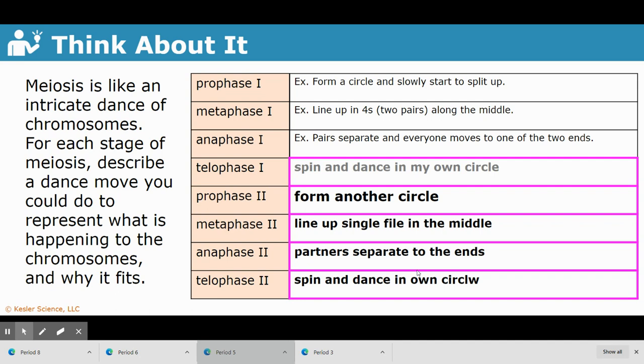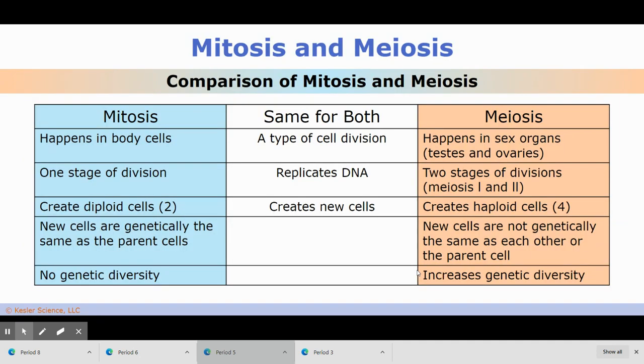Prophase 2, forming another circle. Metaphase 2, they're lining up in single file in the middle again. Anaphase 2, the partners are going to separate to the end. And then telophase 2, spin and dance in their own circle again.